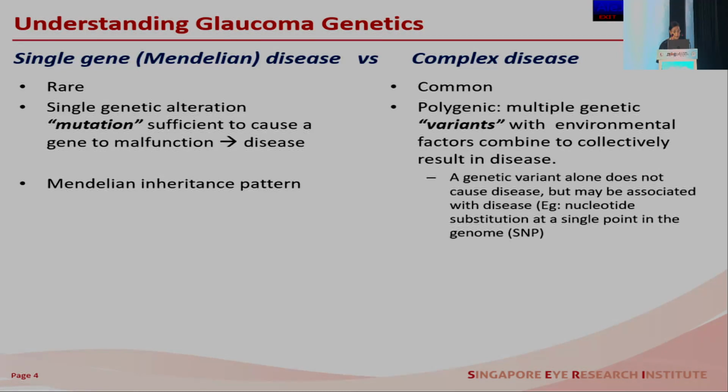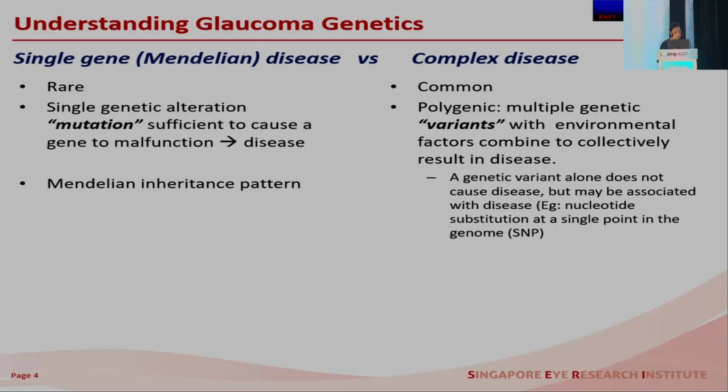Complex diseases, on the other hand, are more common, and here a single gene is not sufficient to cause disease. Rather, there are multiple genetic variants, sometimes in combination with environmental factors, that combine together to collectively result in disease. A genetic variant is a point in our genome where we differ from one another.